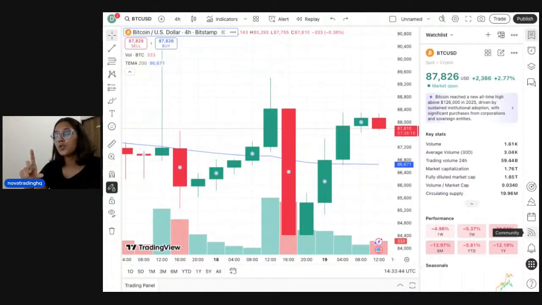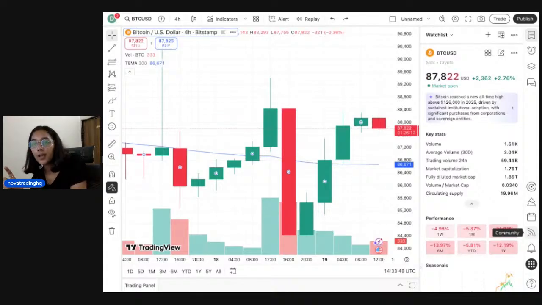So after a very large big red candle, there is another green candle with a kind of average behavior that Bitcoin was depicting during that time, right?